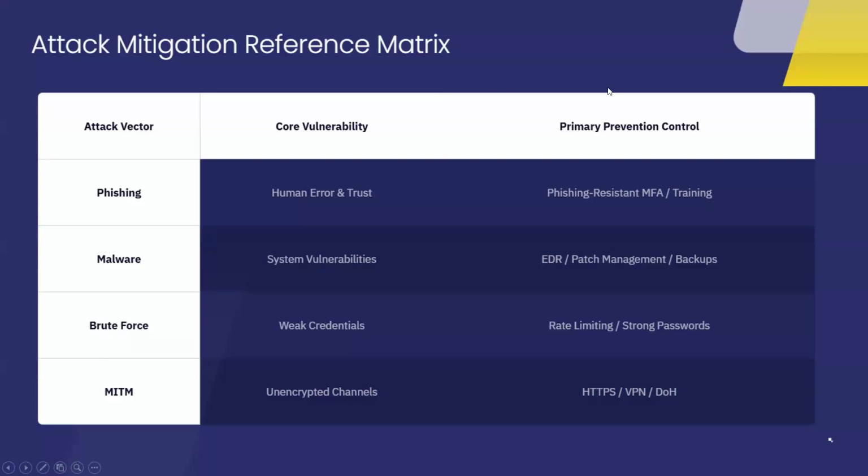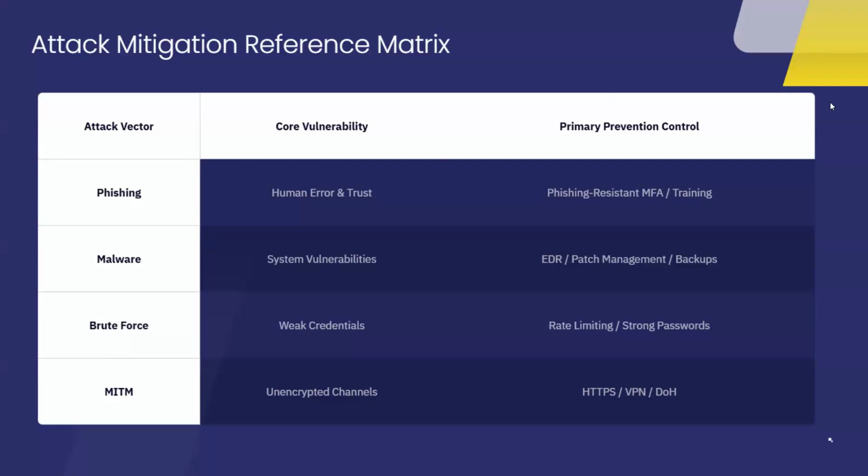So the next thing is attack mitigation reference metrics. This is just showing the different attack vectors or the different types of attack we discussed today: phishing, malware, brute force, and man in the middle, the core vulnerability and how you can prevent it, just like a summary of what we've talked about so far. Like I said, we're winding up already.